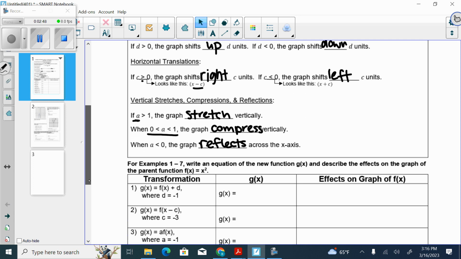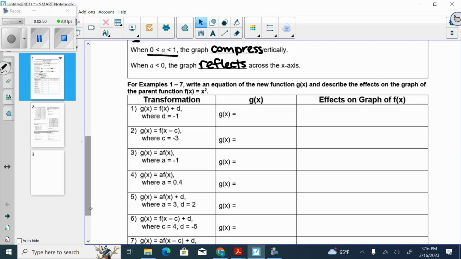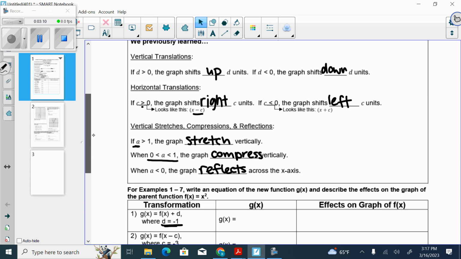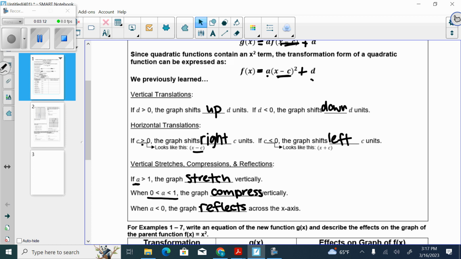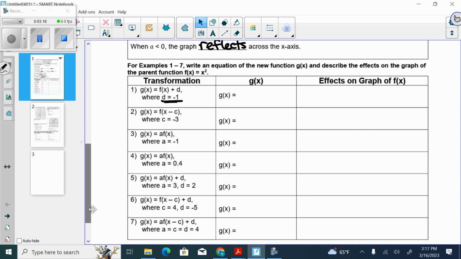So now we're going to look at this chart where they are describing the transformation here. We're going to write the equation and then say in words what that means is happening. All right, so on number 1, they said D equals negative 1. Well, where does D go in the equation? At the very end. Look back up there. D is the last letter out there on the end, right?